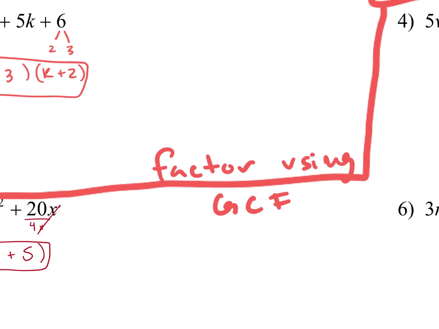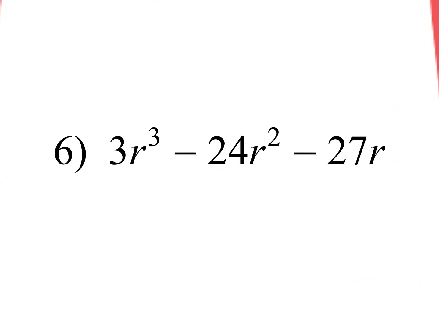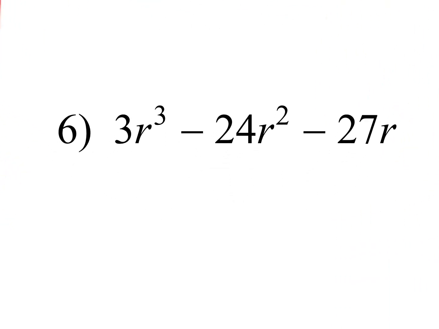All right, let's do another greatest common factor one. So let's do 6. So the directions say factor using greatest common factor. So I know all of these have something in common. What can I take out? A 3, and then can I take out any r's? I can take out 1 r. So a 3r goes on the outside.